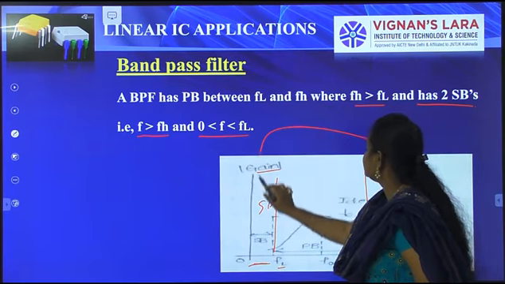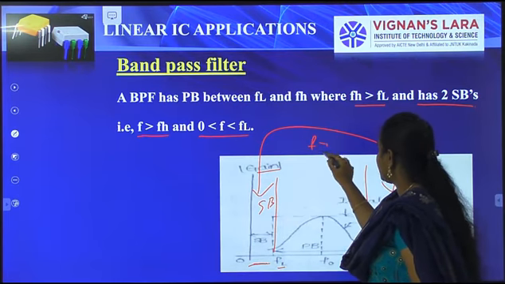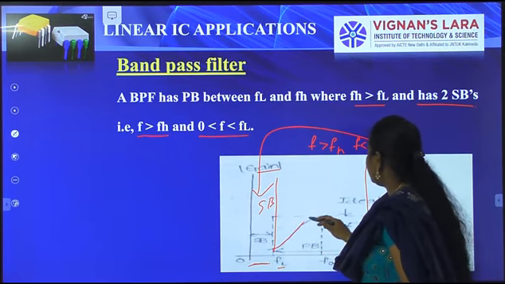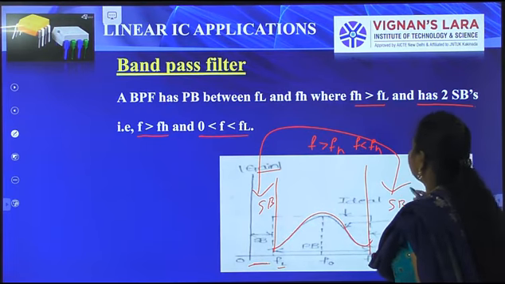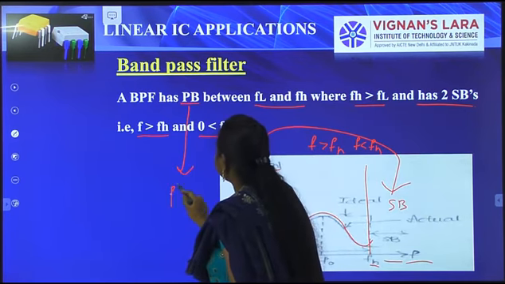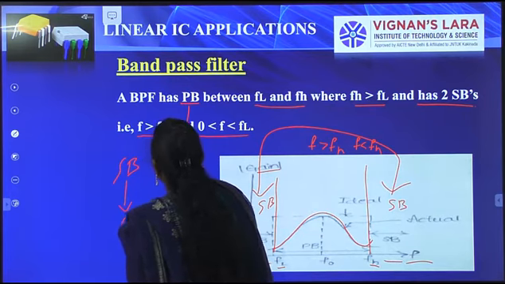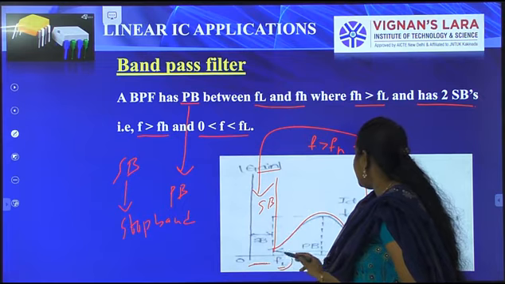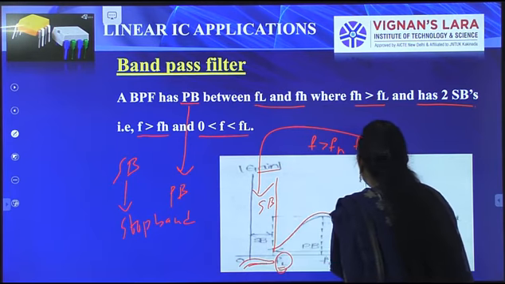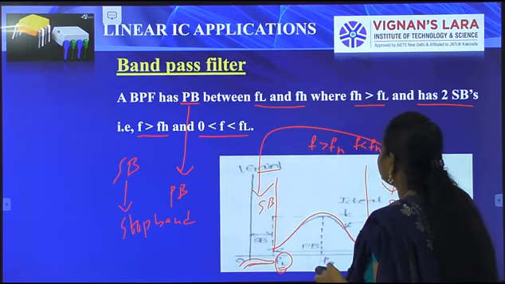So we have the two stop bands, when F is greater than FH and when F is less than FL, it will reject. Whereas it allows only the bands which are between FL and FH. Here PB means pass band and SB means stop band. Here PB, from FL to FH it will allow, whereas when F is less than FL and F is greater than FH, it will reject. So we have the two stop bands and the one pass band. So here it is about the band pass filter.